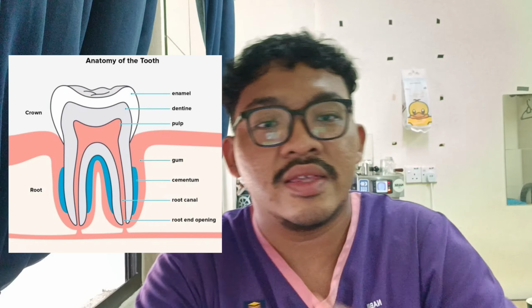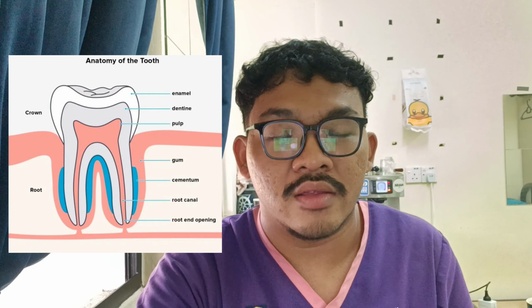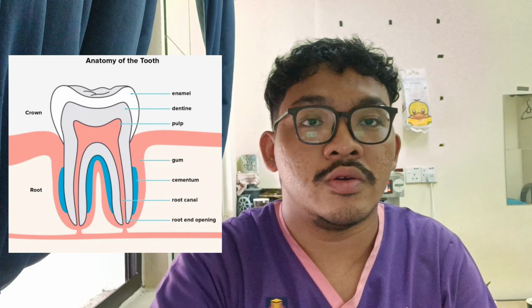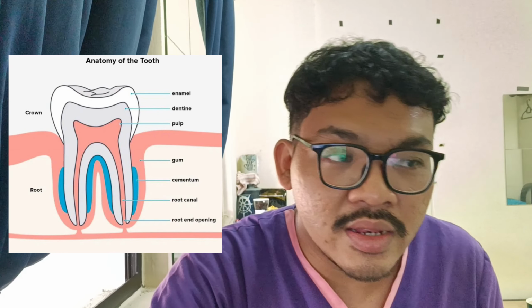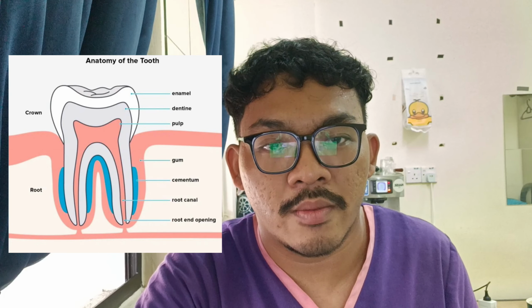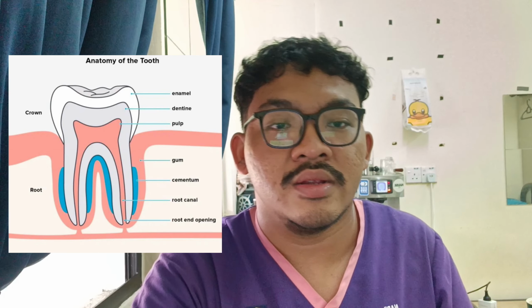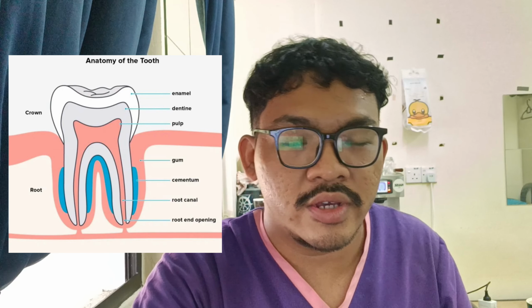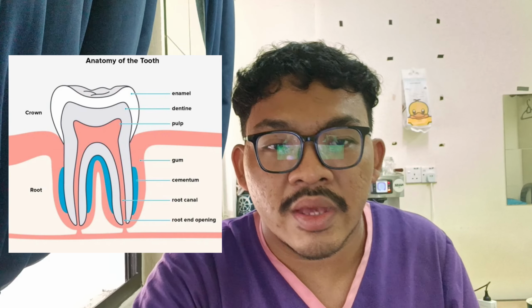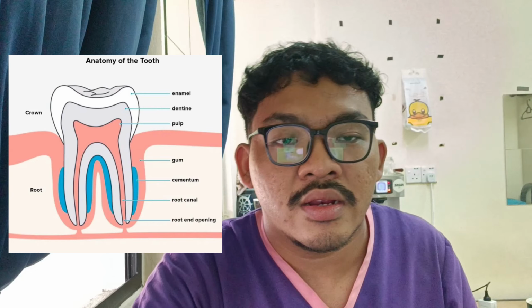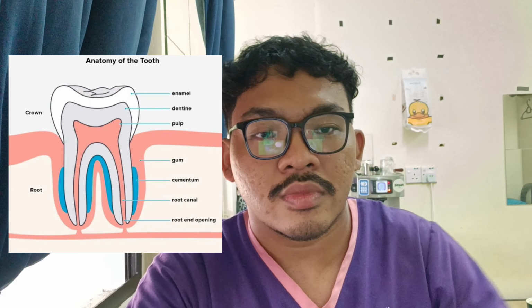From the picture that has been provided here, we can see on the anatomy of the tooth there are two parts, which are the crown and also the root. In the crown, there are three different parts: enamel, dentin, and pulp. For the root part, there are four different parts: the gum, the cementum, the root canal, and the root canal opening. The cementum holds the root firmly to the gum to prevent the teeth from moving.